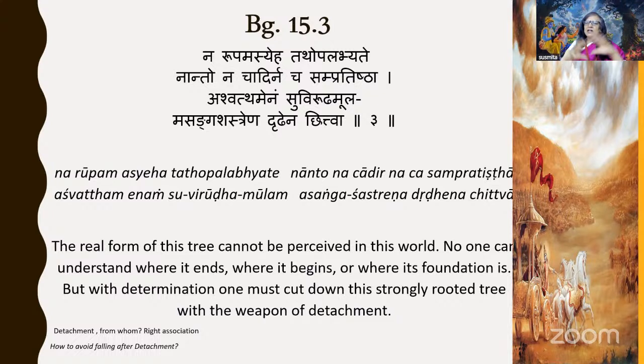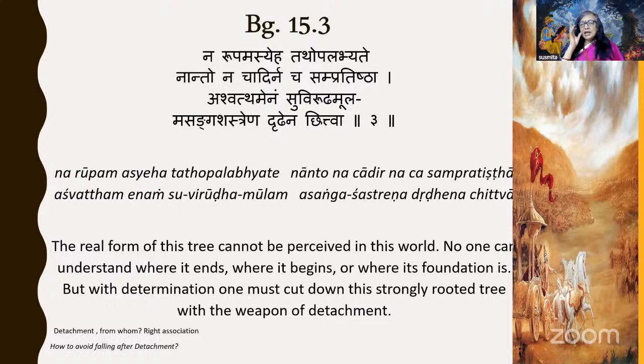After explaining this particular tree, Krishna explains that no one can actually perceive this entire tree. It is very, very difficult to perceive this entire tree because you can't see the end, neither the beginning, and neither its foundation. It cannot be seen. And ashvattham suvirudha mulam: the roots of this banyan tree are very, very strongly attached.